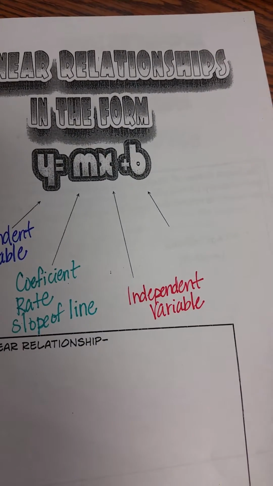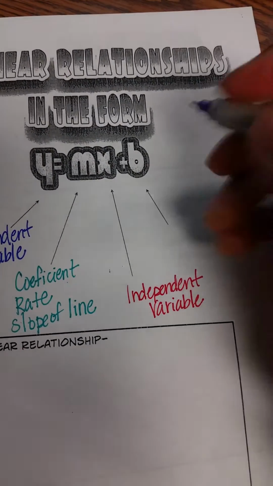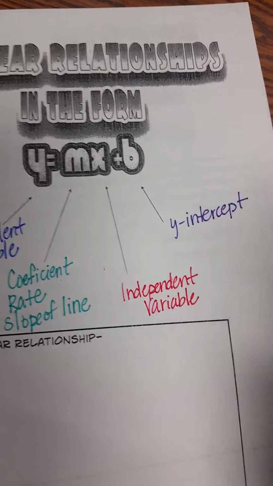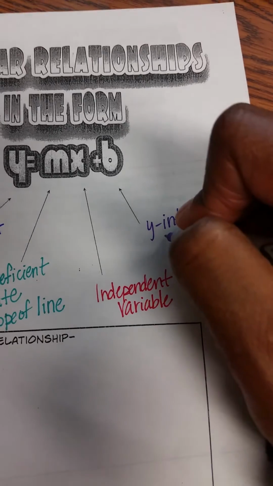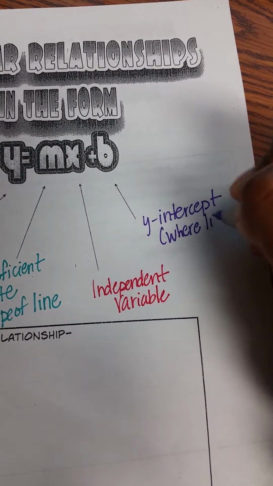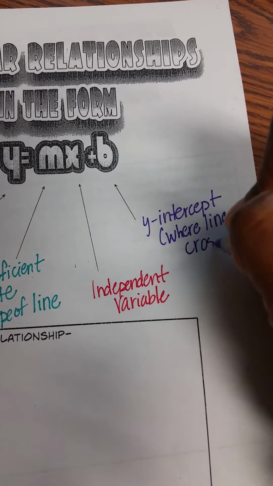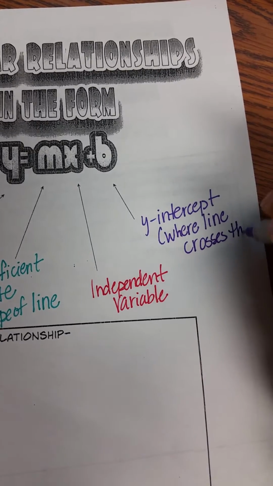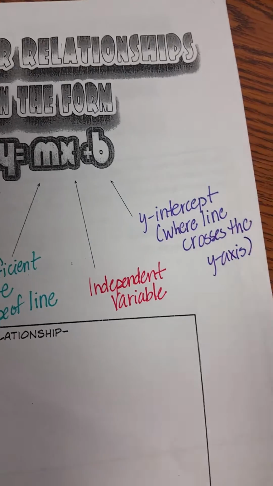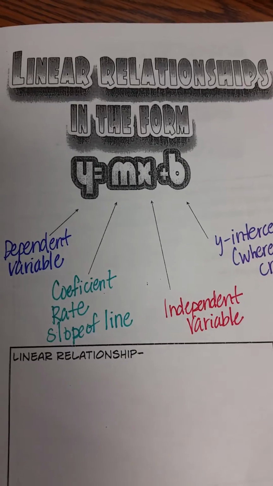And our b is our y-intercept, which is where our line crosses the y-axis. And I'm going to put that here. Where the line crosses the y-axis. Okay? All right.